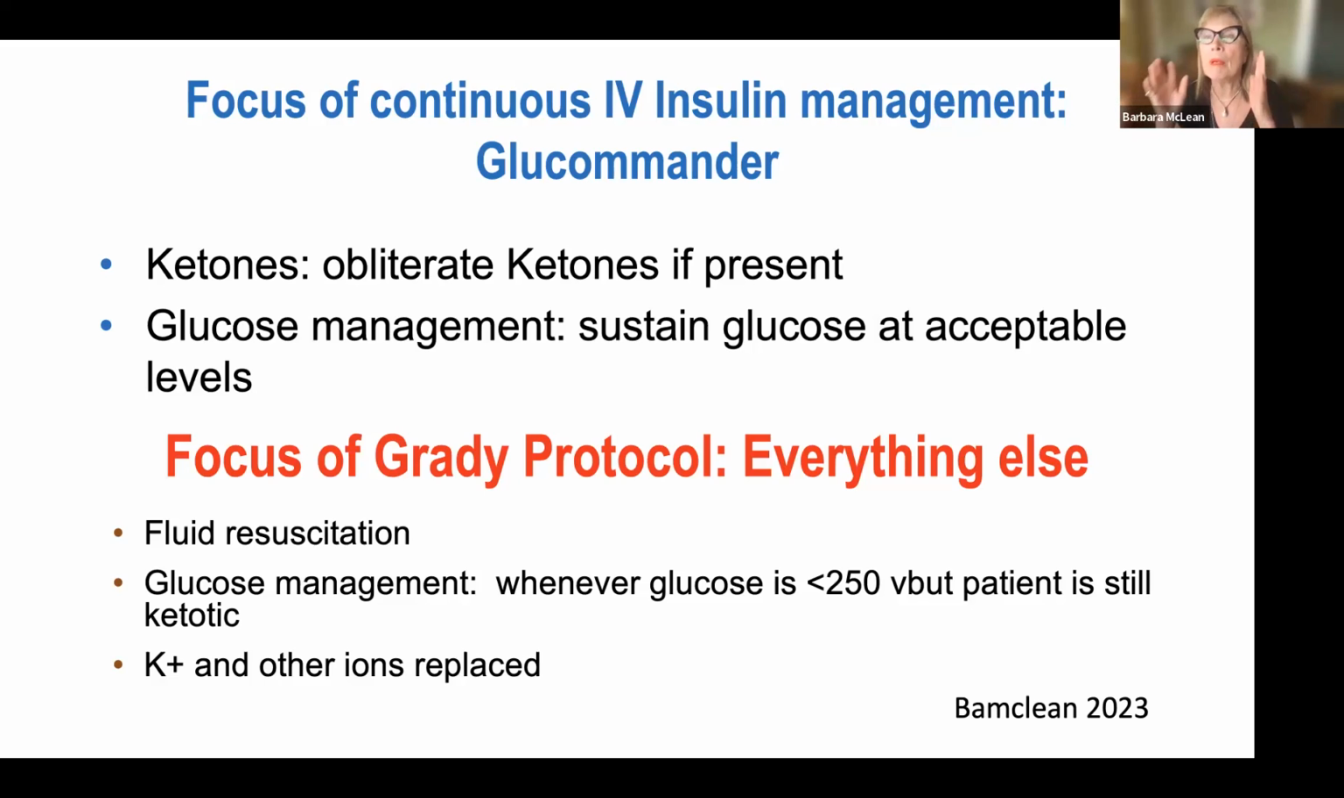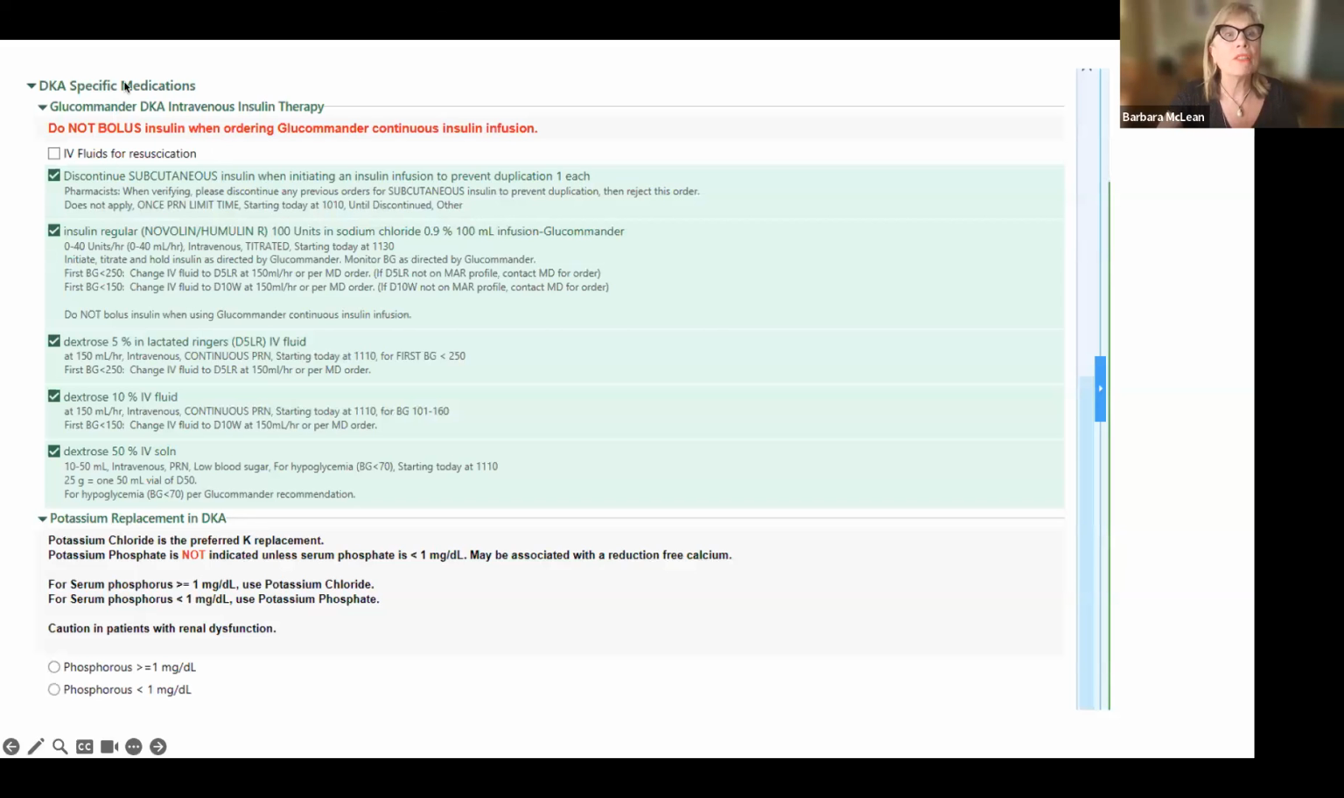There is no protocol for Glucommander. Glucommander is an algorithm that looks at rate of response to insulin and insulin sensitivity and correlates to tell us how to adjust our insulin. That's all it's doing. It's not thinking, it's not replacing us. And it doesn't tell us about when to give fluids or when to give ions and electrolytes, or when to pay attention to metabolic acidosis. It really is about adjustment of insulin and protection from hypoglycemia.